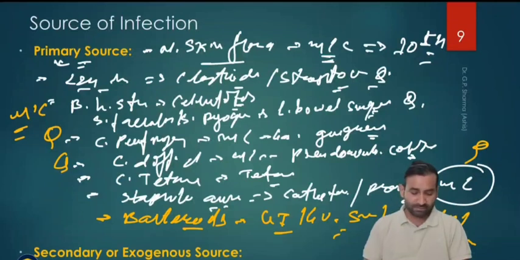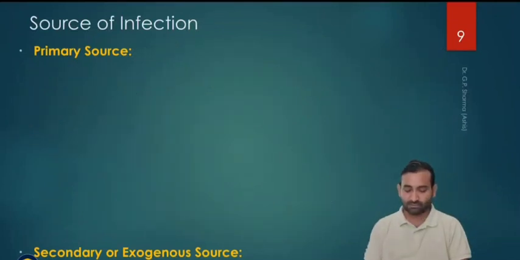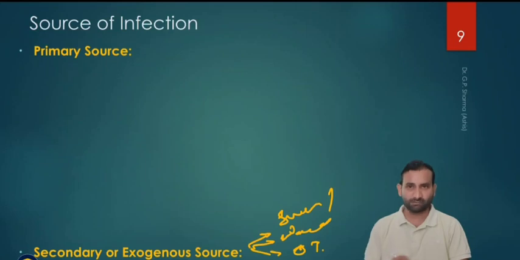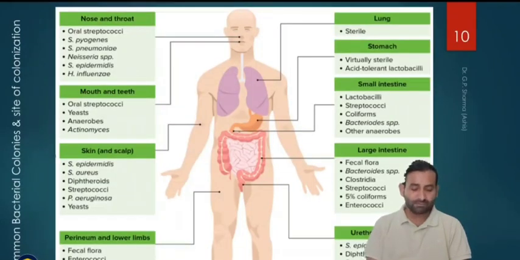And another source is what? The secondary or exogenous source. Secondary or exogenous source may be from the surgeon or the OT staff's hand, right? Or maybe ward infections, or the operation theater infections, contaminations, right? So that is the secondary or exogenous source of surgical site infections. And these are the normal flora of our body. If you are interested, you can see nose and throat, mouth and teeth, skin and scalp, perineum, lungs, stomach, small intestine, large intestine, urethra and vagina, right? Sometimes they can ask you a question from here.